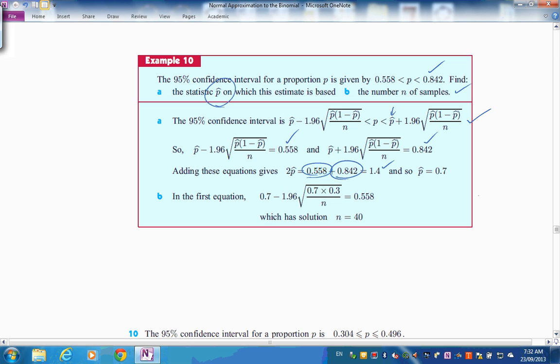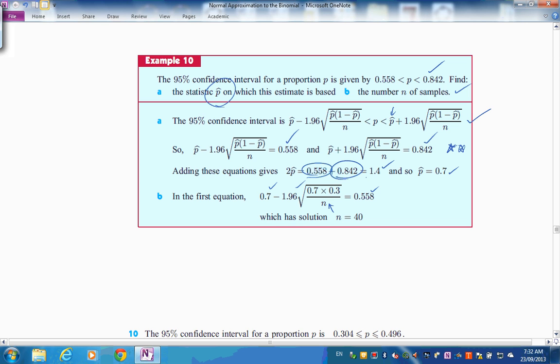by symmetry, if you like. Don't really need to write that line in. P hat is in the middle of the interval, 1.96 sigma on one side, negative 1.96 on the other. So p hat is 0.7, add them up, divide by 2, and then in either of the equations back up here, you can put the p hat, 0.7 minus 1.96 equals that, and then work out the n on the calculator.